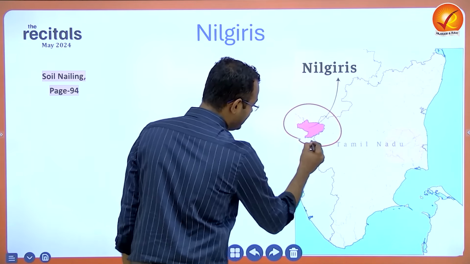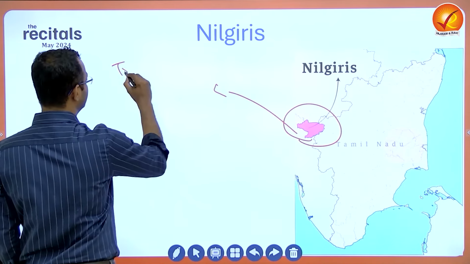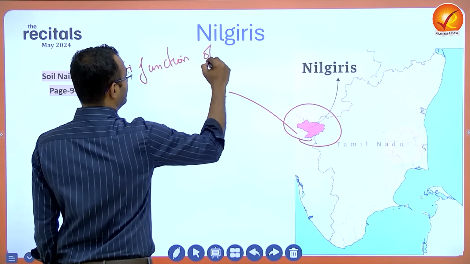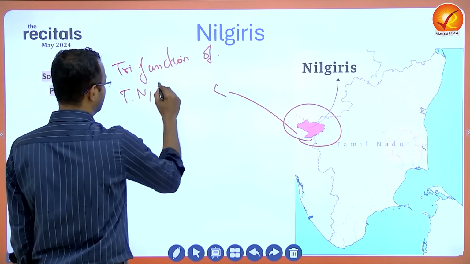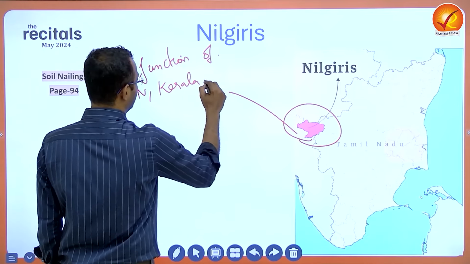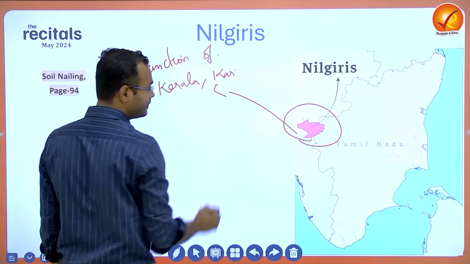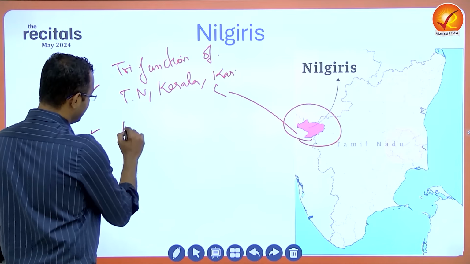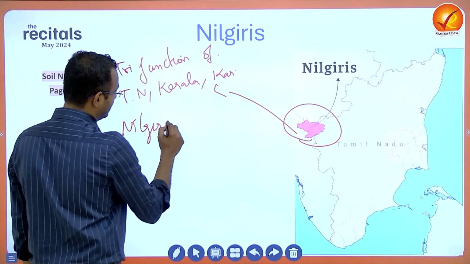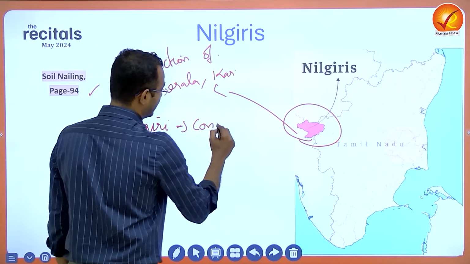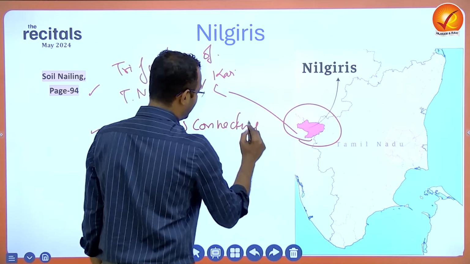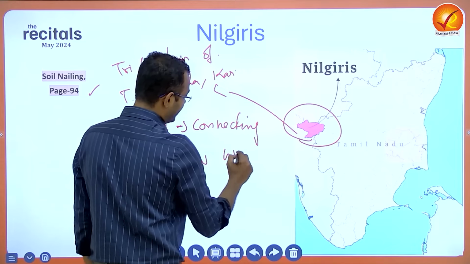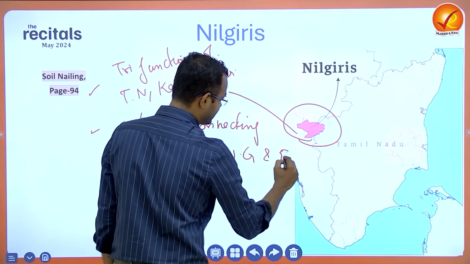Moving to the next geographical location, which is Nilgiris. The Nilgiris is a tri-junction of Tamil Nadu, Kerala and Karnataka. The most important part of Nilgiris is that it acts as a connecting place between the Western Ghats and Eastern Ghats.